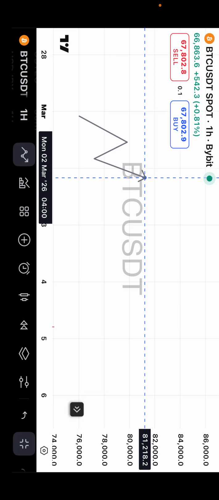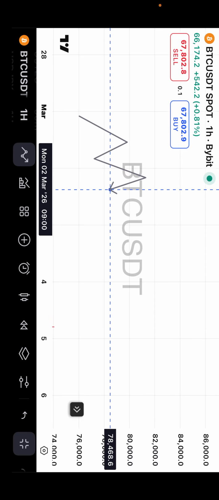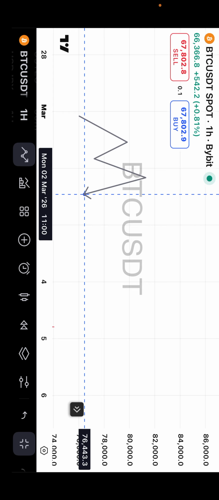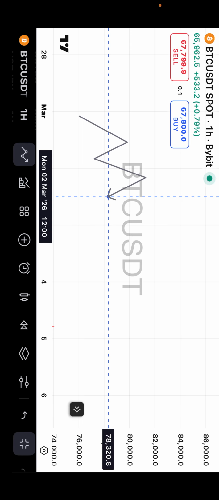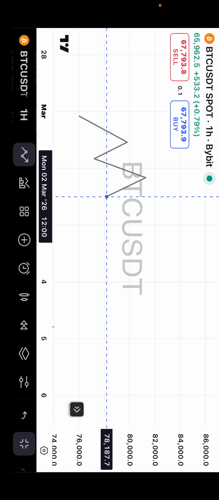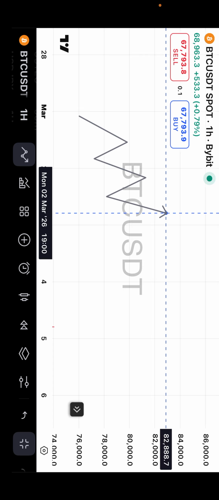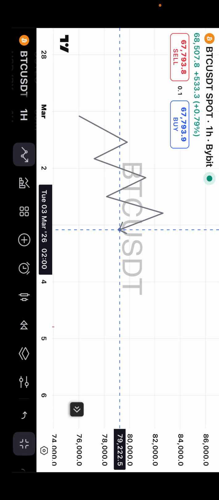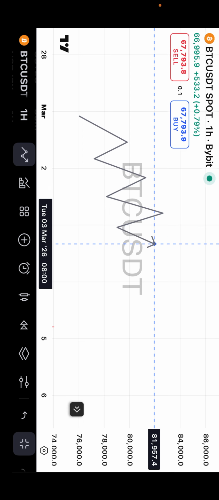Alright, it comes down. It did not take out this previous low. It comes down again, then it goes up. So this market is showing you that the market is bullish.